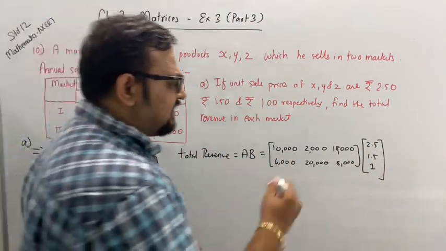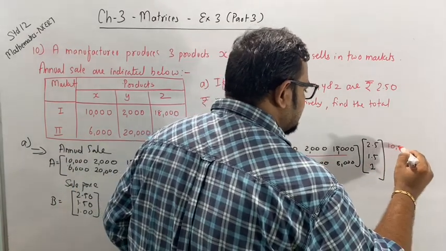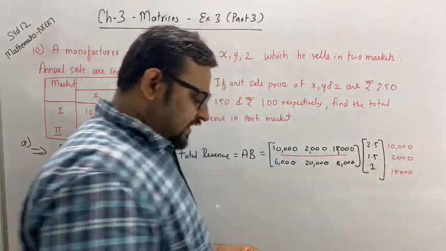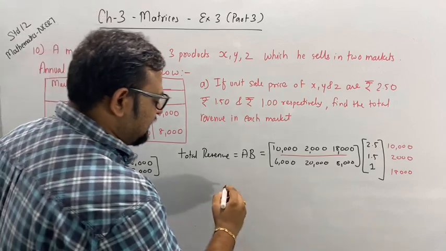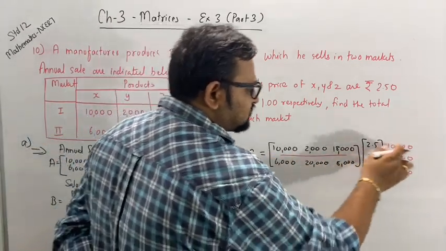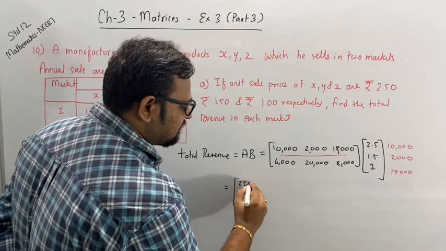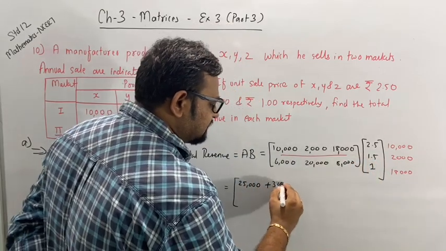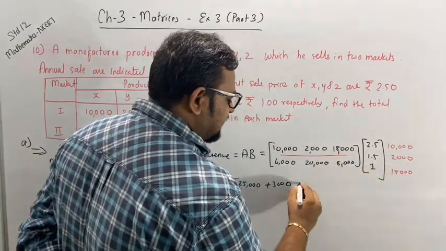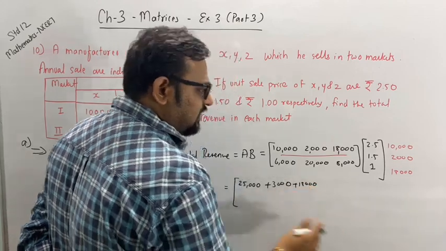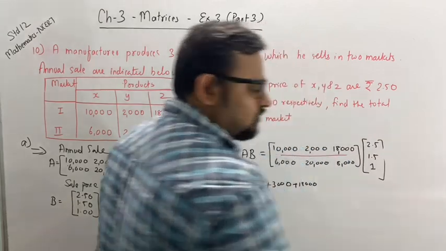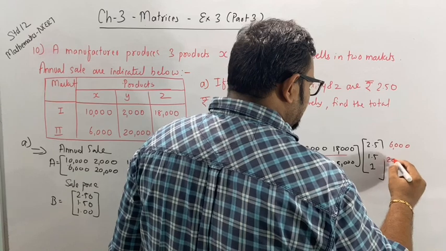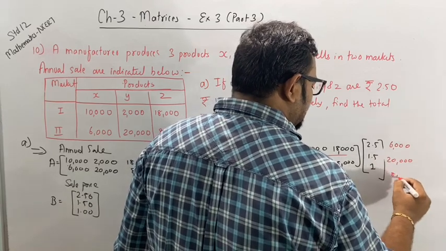So what will I do? I will take the first row, that is 10,000, 2,000, 18,000. Clear? So I multiply it. This will be equal to 10,000 into 2.5, which is 25,000, plus 2,000 into 1.5, which is 3,000, and 18,000 into 1, which is 18,000. Now the second row: 6,000, 20,000, and 8,000.